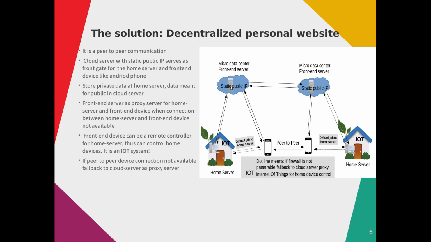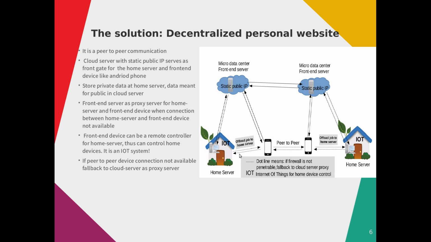Of course, it's kind of like a proxy server. So you can stream your data, and you can connect your front-end device to your home server. It can also connect to others' gates and to other people's cloud servers, providing a way to connect each individual with another one.